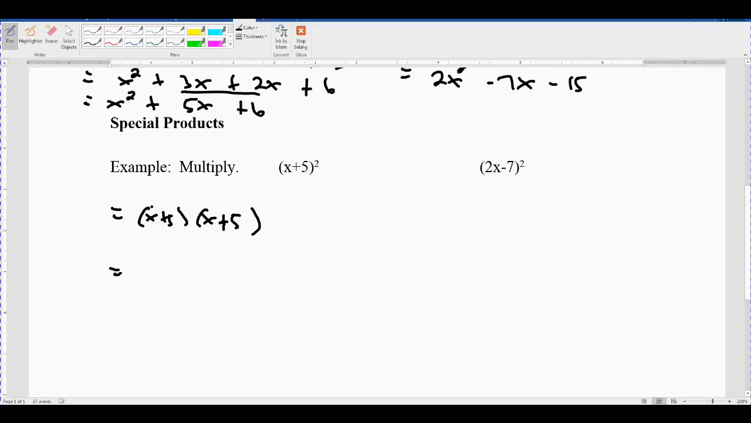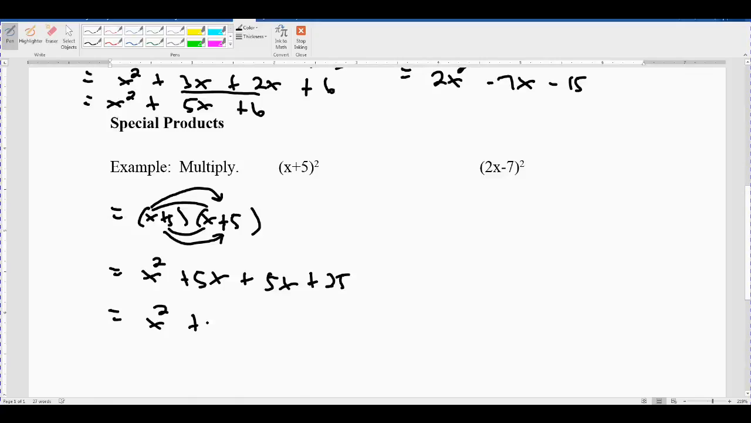So now you multiply the x times everything over there, and x times x is x squared, and x times 5 is 5x. Then take the 5 times everything over there. 5 times x is 5x, and 5 times 5 is 25. Then combine like terms, x squared plus 10x plus 25. Most people, when they miss it, they leave out this middle term.